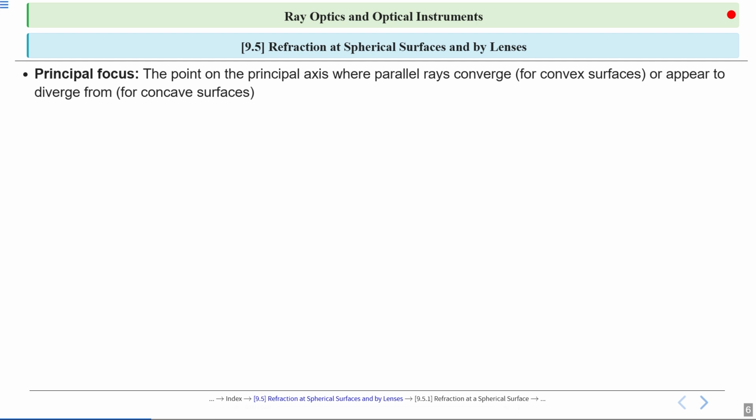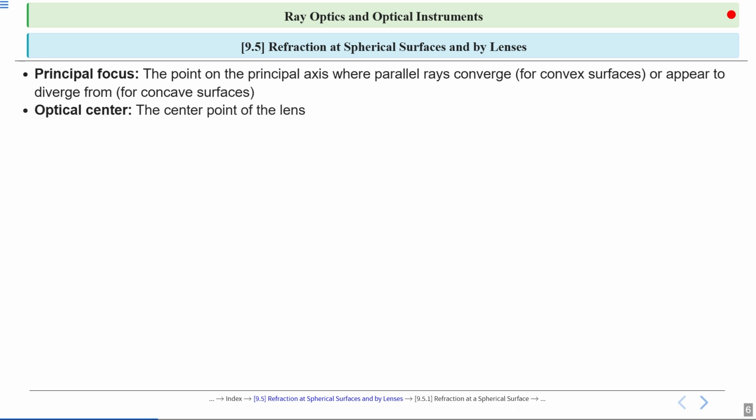Parallel rays coming along the principal axis converge after refraction. In the case of reflection, we say the light rays converge after reflection from the mirror. In the case of refracting surfaces, we say the point on the principal axis where parallel rays converge after refraction through the spherical interface is the principal focus for a convex surface, or the point from which they appear to diverge for a concave surface.